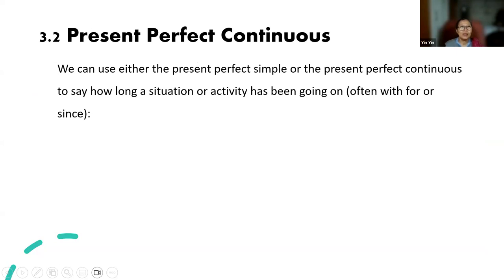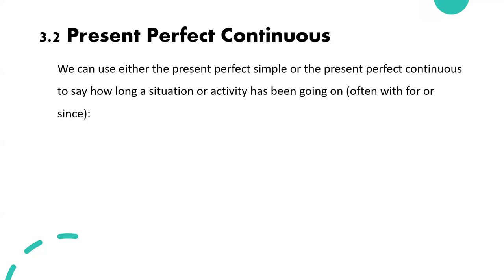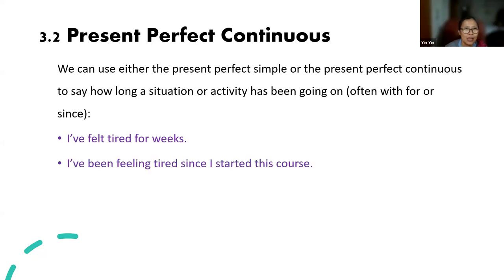Present perfect continuous. We can use either the present perfect simple or present perfect continuous to say how long a situation or activity has been going on, often with for or since. I felt tired for weeks. I've been feeling tired since I started this course.